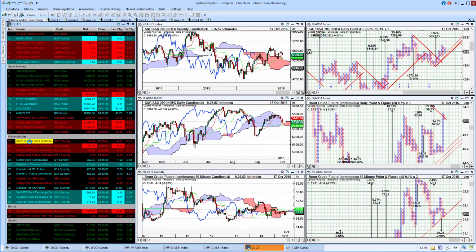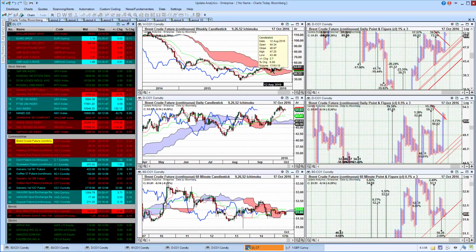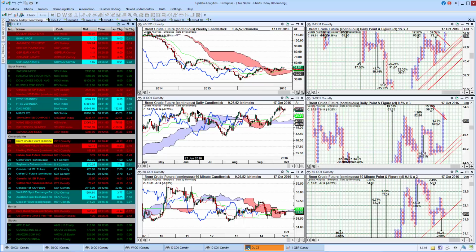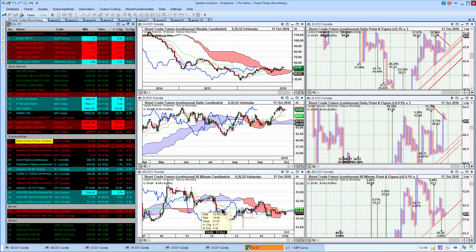Taking a look at crude oil, crude is just struggling around this 52.50 level for Brent. This was the same level in June last year. We did nudge just above it last week, but really struggling to hold any strength.